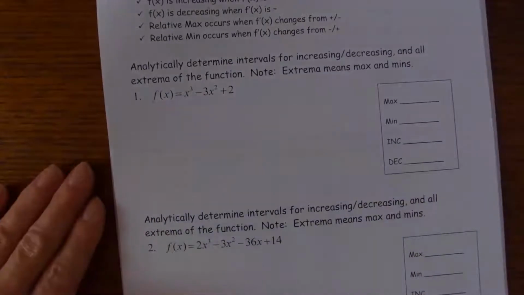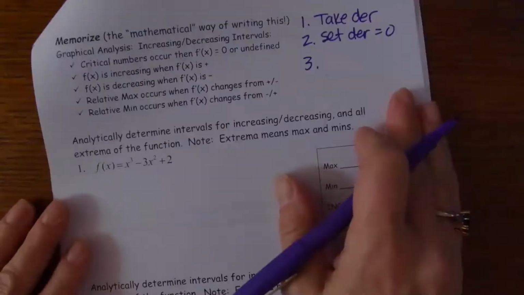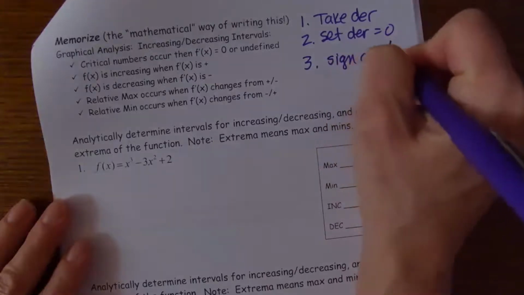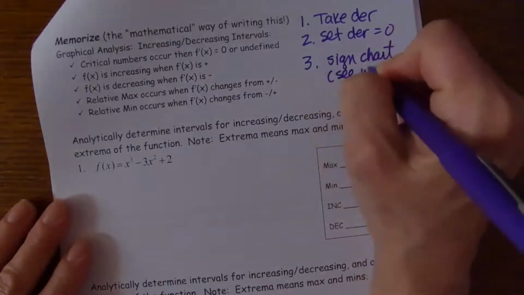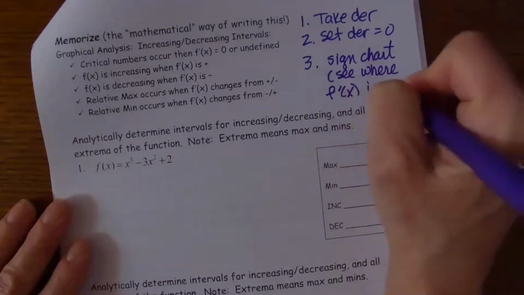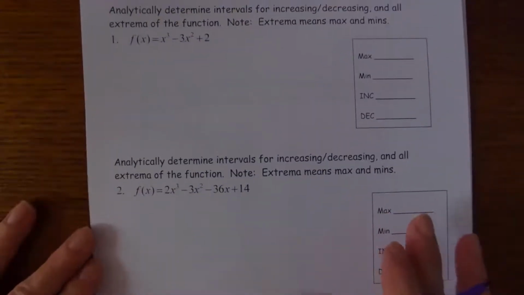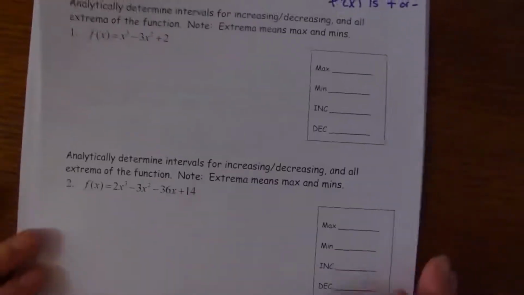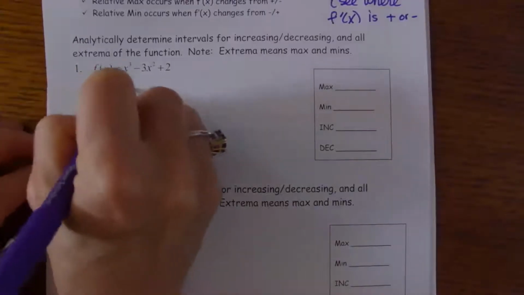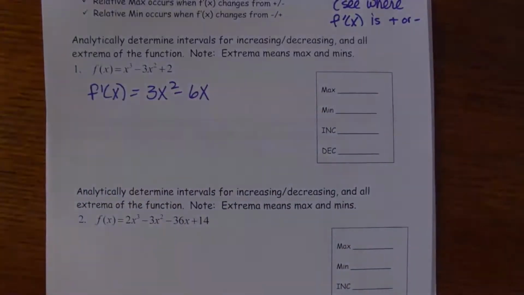Here is the parent. So we're going to first what? Take the derivative. I guess my third rule would be a sign chart to see where f prime of x is positive or negative, right? If it's positive, it's increasing. If it's negative, it's decreasing. It's kind of nice when they go the same way. So let's take the derivative. 3x squared minus 6x. We already like that better, don't we?